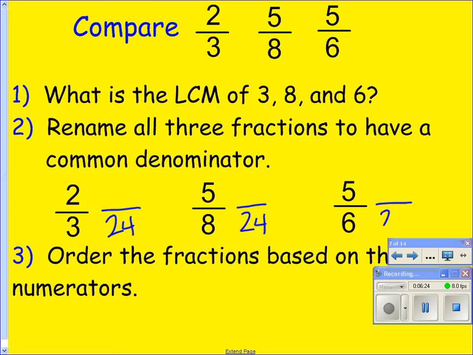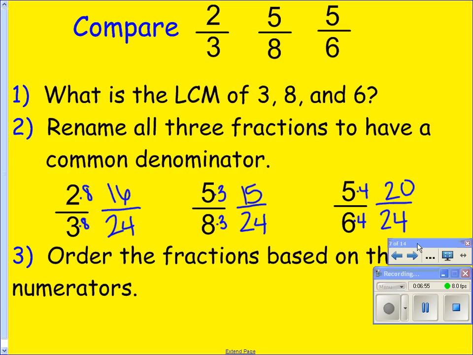Then you're going to go to each one and say, what did I do with this number to get to 24? What did you do with the 3 to get to 24? You multiplied by 8. So whatever you do to the bottom, you have to do to the top. 2 times 8 is 16. What did we do with the 8 to get to 24? You multiplied by 3. 5 times 3 is 15. What did you do with the 6 to get to 24? You multiplied by 4. 5 times 4 is 20.